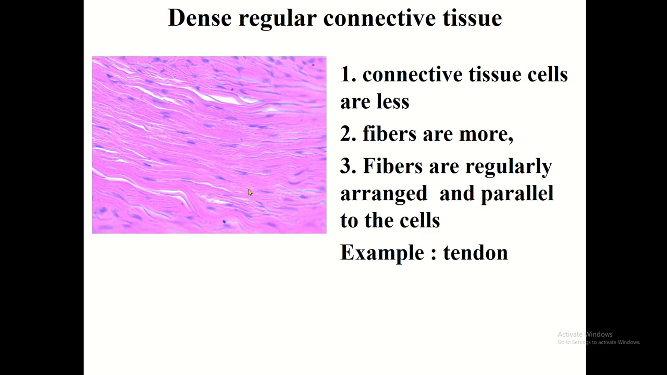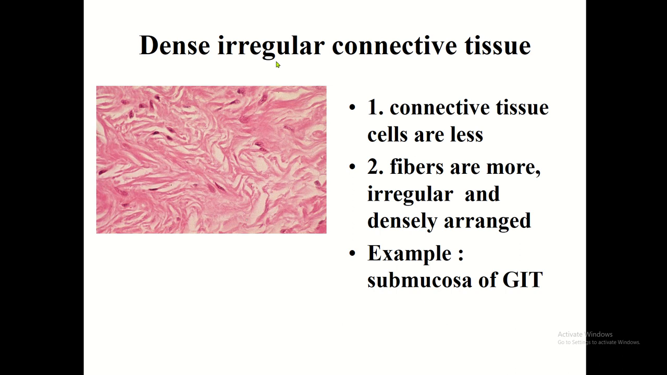Dense regular connective tissue. Why dense? Because the amount of fiber is more than in the loose connective tissue. Why regular? Because the connective tissue fibers and connective tissue cells are regularly arranged. Dense irregular connective tissue. Dense means a huge amount of collagen fiber and elastic fiber is present in this type of tissue, and irregular means the arrangement of the fibers and cells is irregular. There is no regular pattern seen here.